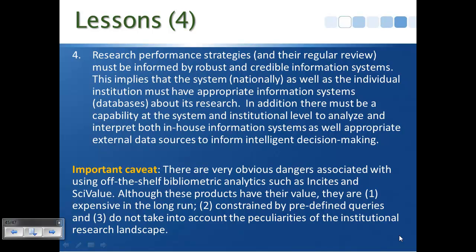The second is they're constrained by predefined queries. As people get more interested and more expert in bibliometrics, they ask more and more detailed, specific questions that the off-the-shelf products cannot answer. So someone in this faculty wants to know, in this discipline, a set of questions which are not covered by the product. Then you have to go back and get people to run queries for you on the microdata. And they do not take into account the peculiarities of the institutional research landscape.